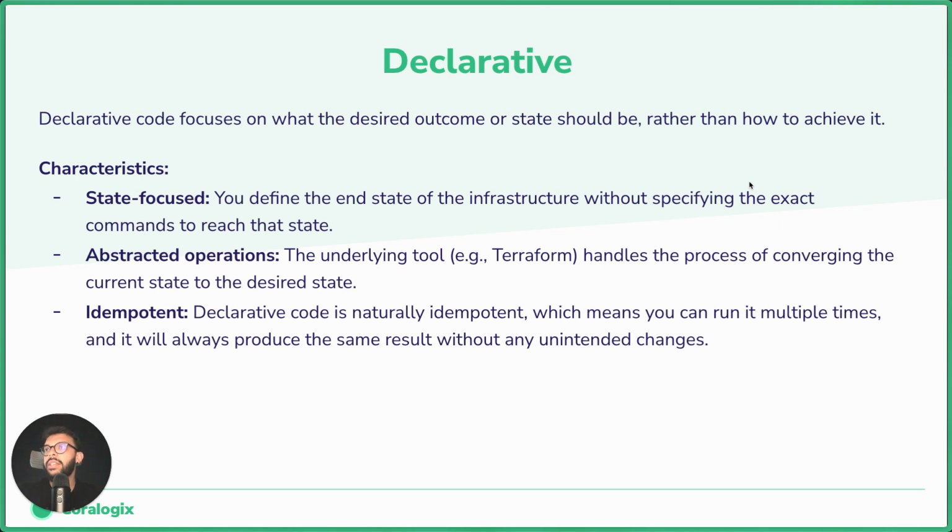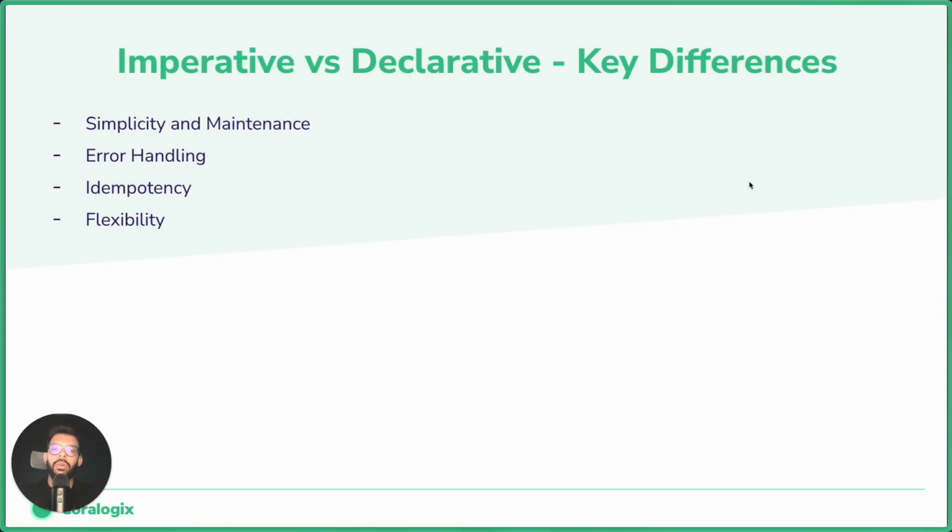The last one is idempotent. Declarative code is naturally idempotent, which means you can run it multiple times and it will always produce the same result without any unintended change, which is amazing for this kind of purpose. Well, now you know the difference between what is declarative and imperative mode. Let's see the key differences between them.